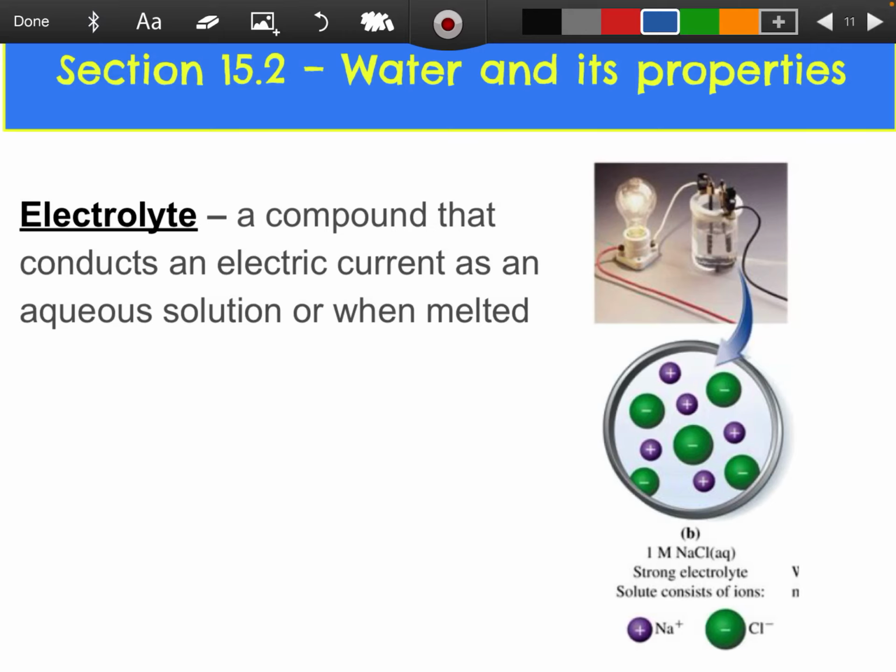All right, so here are the notes from lesson 1, but part 2. So this is day 2 of lesson 1. Still on the front page of your notes packet. We'll cover electrolytes and non-electrolytes.